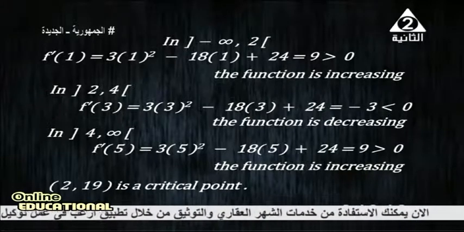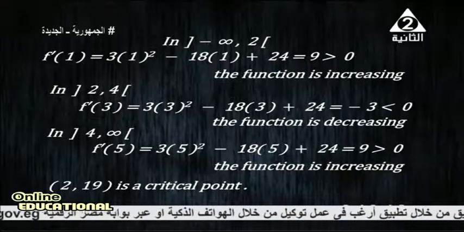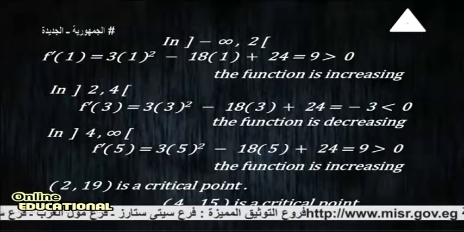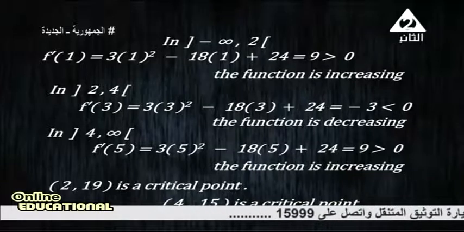Now we have 2 points. (2, 19) is a critical point, and (4, 15) is a critical point. Then we have 2 critical points, at x = 2 and x = 4. The value of y at the first point is 19, and the value of y at the second point is 15.